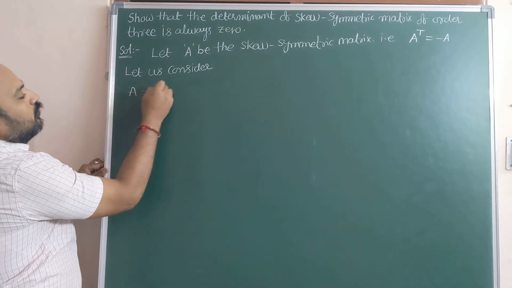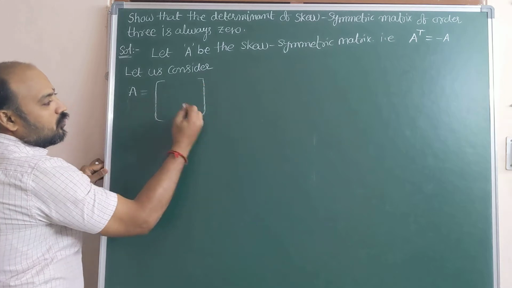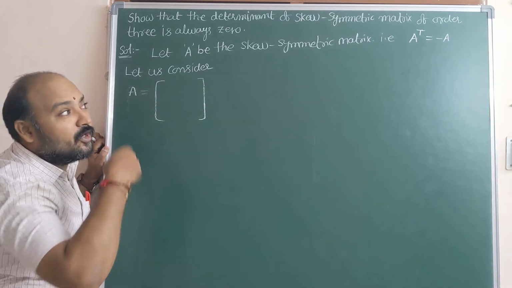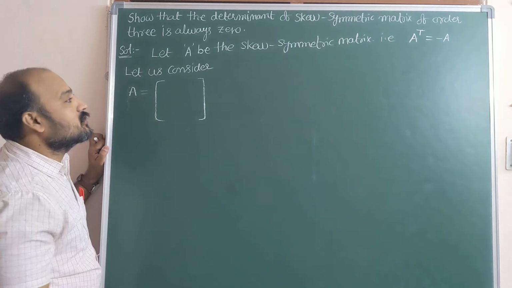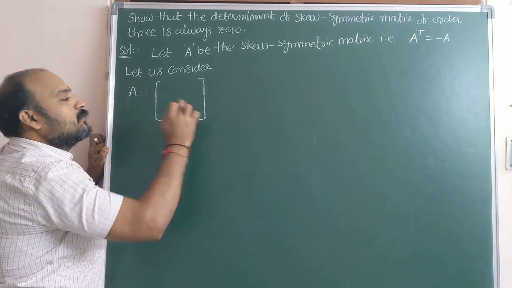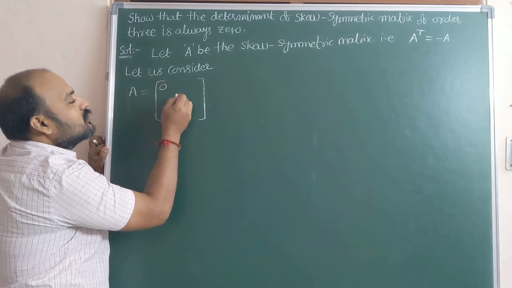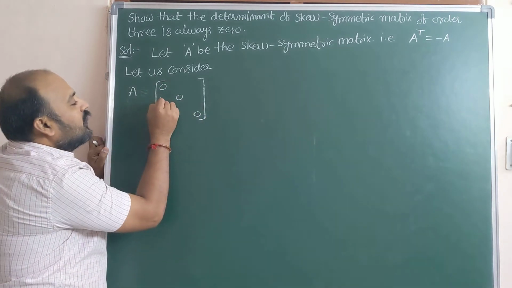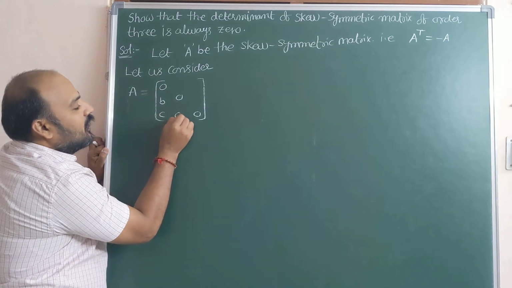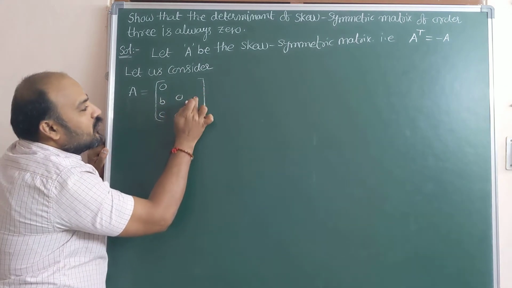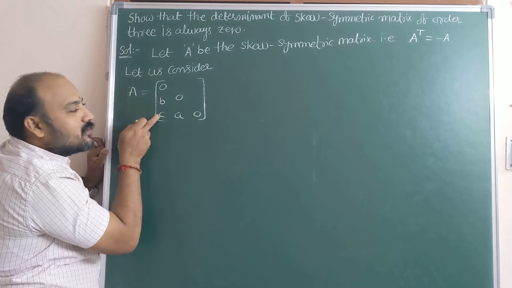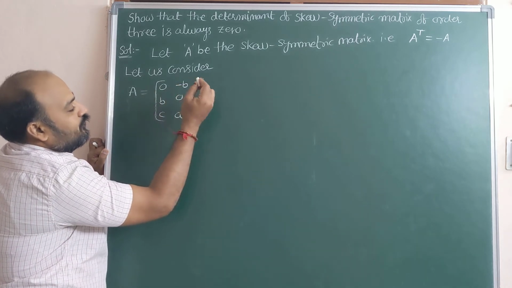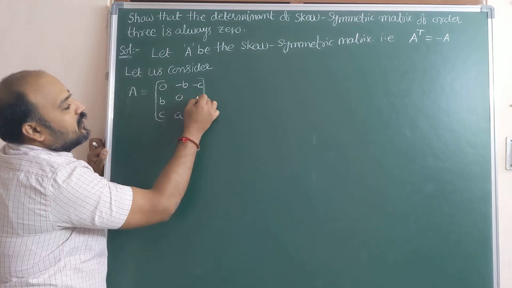A equal to, so while writing you can apply some logic, dear students. For a skew symmetric matrix, we need the transpose to be minus A. All the principal diagonal elements, write zeros. So here B, here C, here A. Here also write the negatives of these values. So minus B, minus C, minus A.